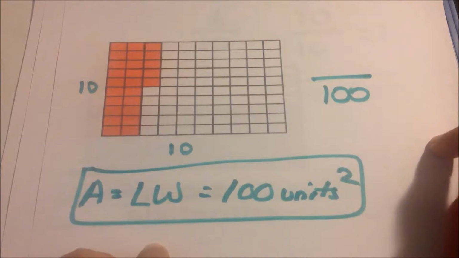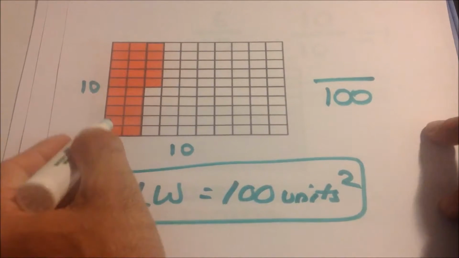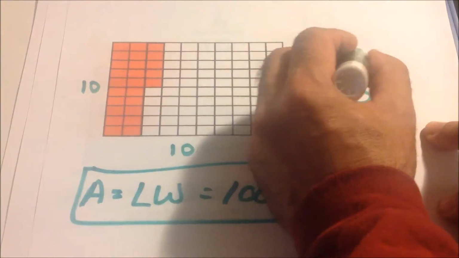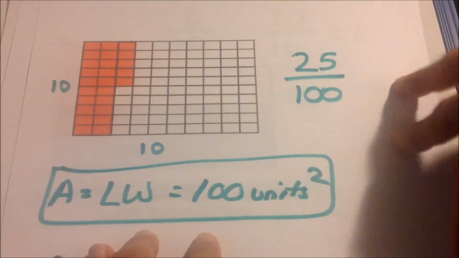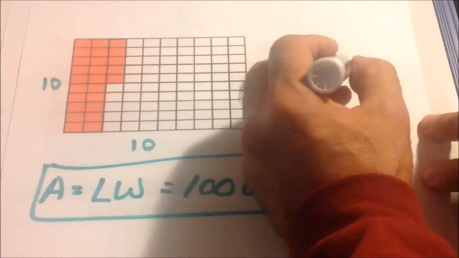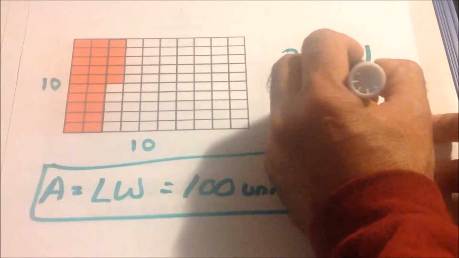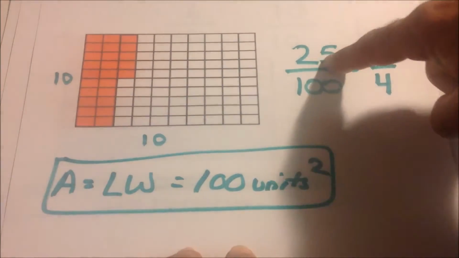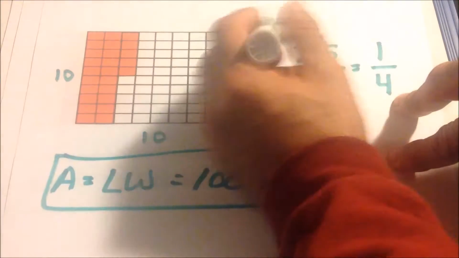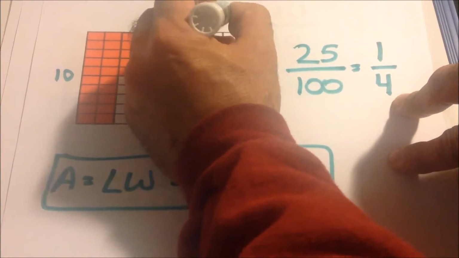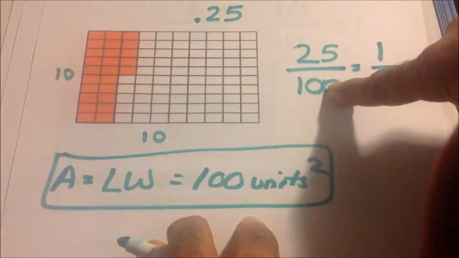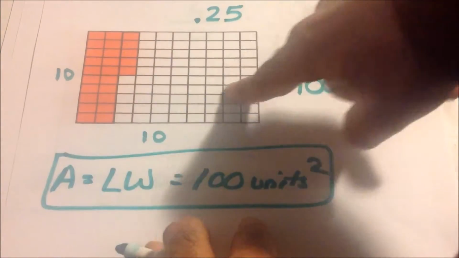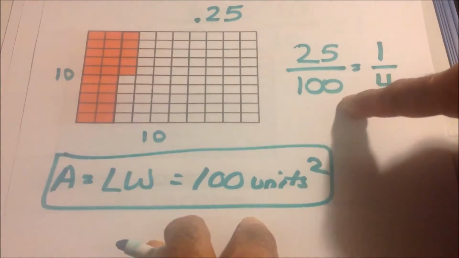And how many are shaded red? We have 10, 20, 21, 22, 23, 24, 25. We have 25 hundredths. And we can put that in lowest terms. 25 goes into 25 once and into 100 4 times, so we can make that 1/4. But initially we had 25 over 100. So that's the fraction, and the decimal is 0.25. It's in the hundredths place. So we have 25 boxes out of 100, so it's 0.25, 25 hundredths.